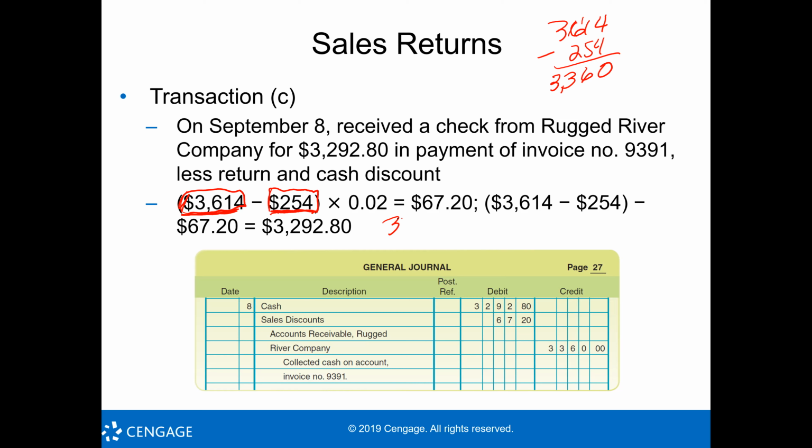So then if we take 3,360 times 0.98, because again, we're given a 2% discount, that's where we get that 3292.80. Right? Okay. So anyway, debit to cash for the amount of the payment, right? Less that 2% discount. Debit to sales discounts for that 2% discount. Credit to accounts receivable for the entire amount owed, or the entire amount of the invoice.